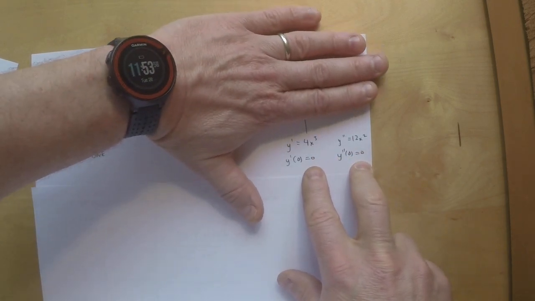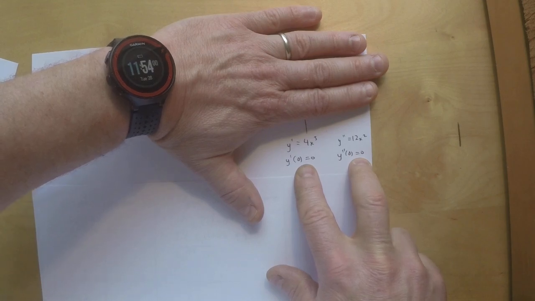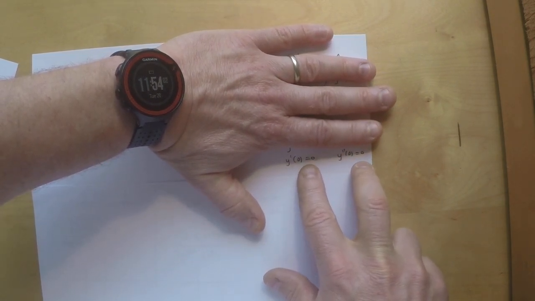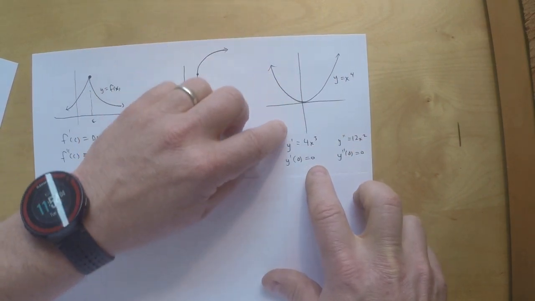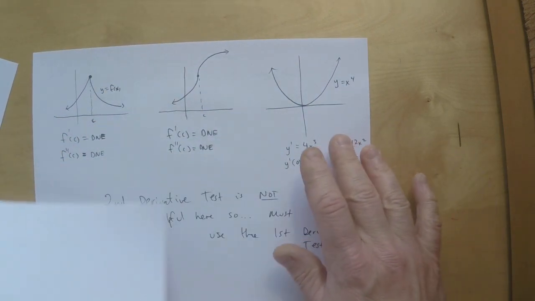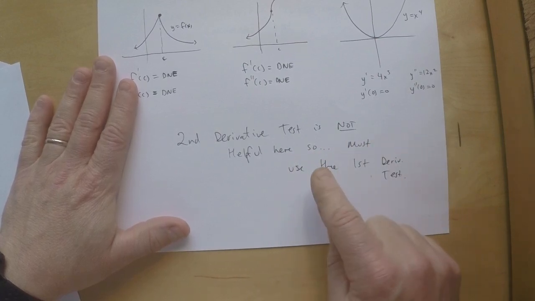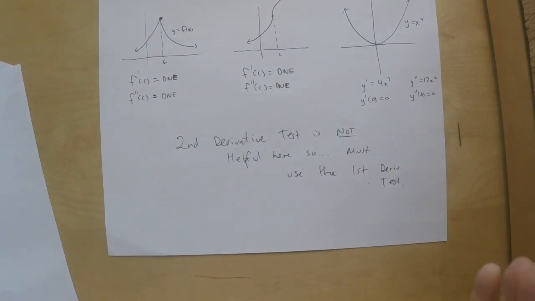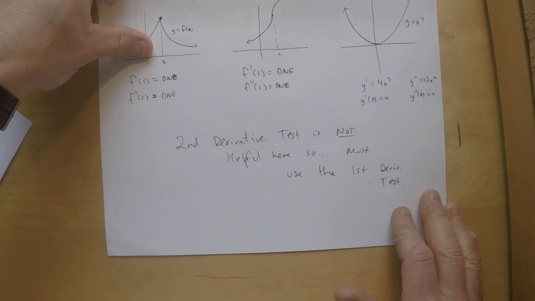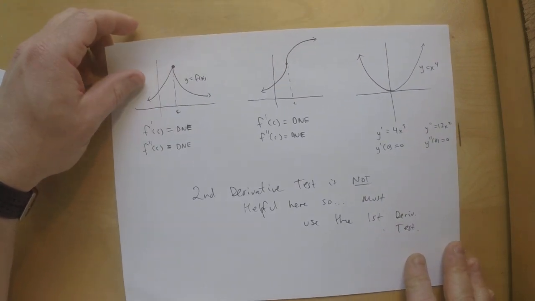So right there, if that was a test alone, I'd be like, I don't know. Is that a max or a min? Unless I had the graph, but the first derivative would tell you. So the second derivative test is not helpful here, so you must use the first derivative. So that's why I find today a little redundant, but we'll go through 2 quick examples, and that'll be it for today's little lesson.